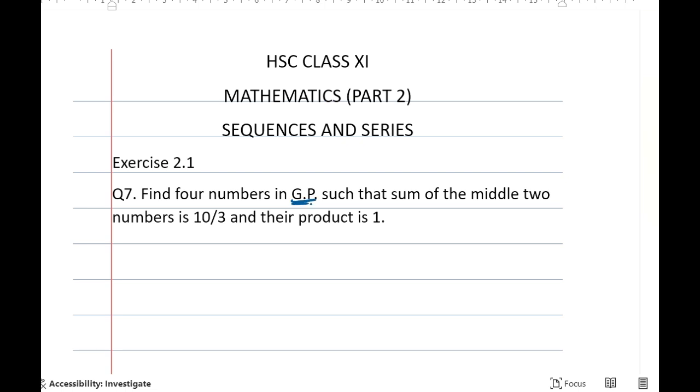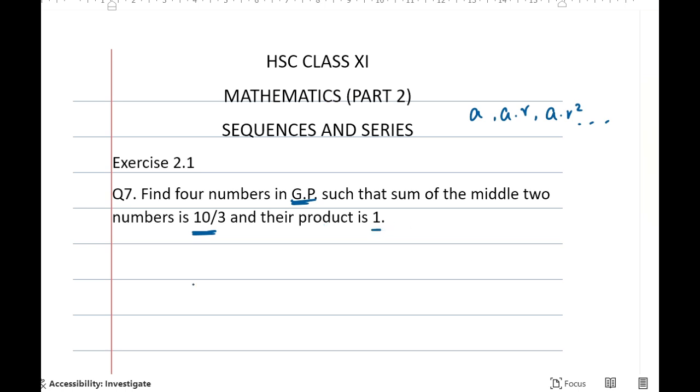What does GP mean? GP means that if your first term is A, your second term will be A into R, your third term will be A into R, which is A into R square, and so on. So you have to find 4 such numbers in GP such that the sum of the middle two numbers is 10 by 3 and the product is 1.